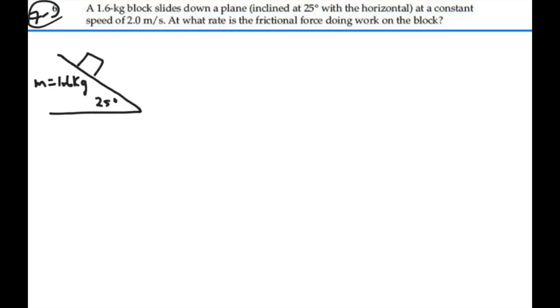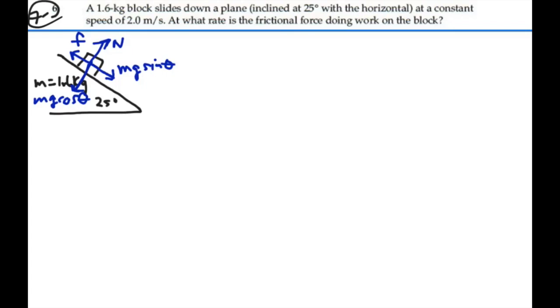So let's do a free body diagram on this block as it's going down this incline. There's going to be two components of gravity. There's going to be one component of gravity down the incline, which would be mg sine theta, theta being 25 degrees in this case. And there's going to be a component of gravity into the incline, which would be mg cosine theta. And then we're going to have a normal force perpendicular to the incline. And then there's going to be a force of friction against the motion up the incline in this case.